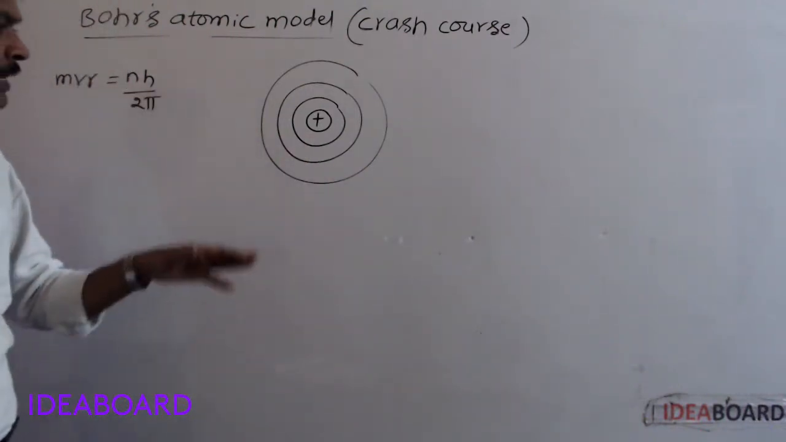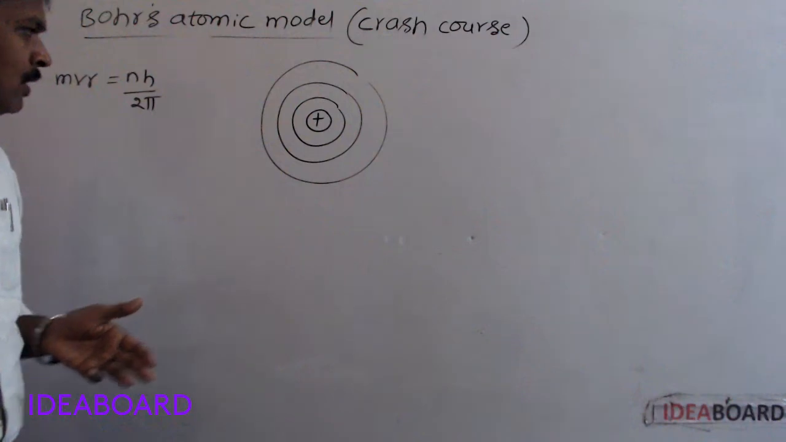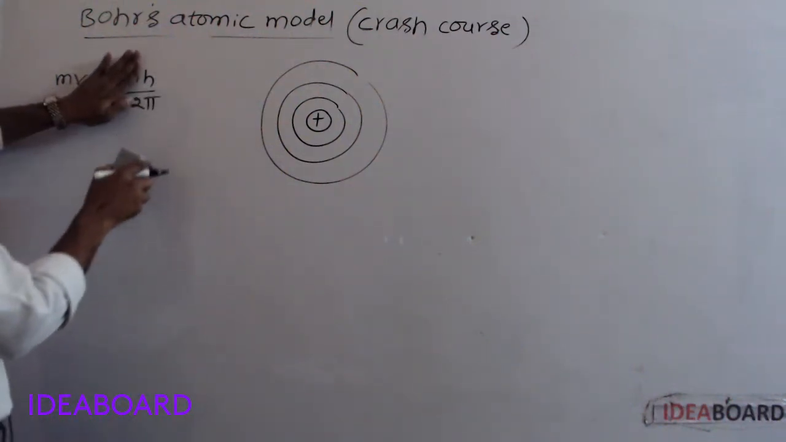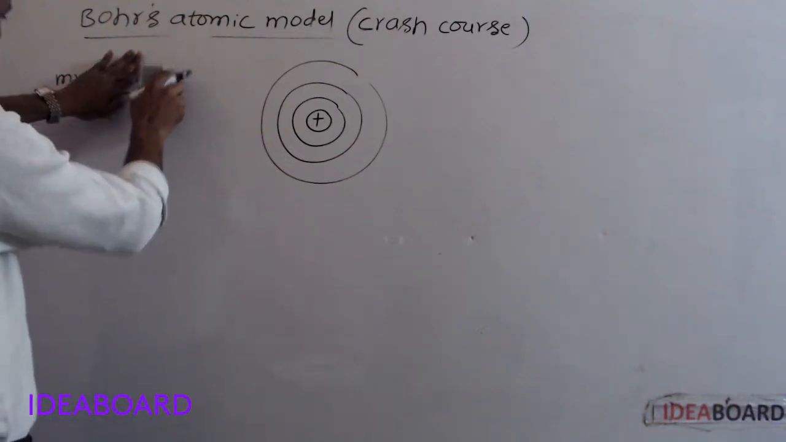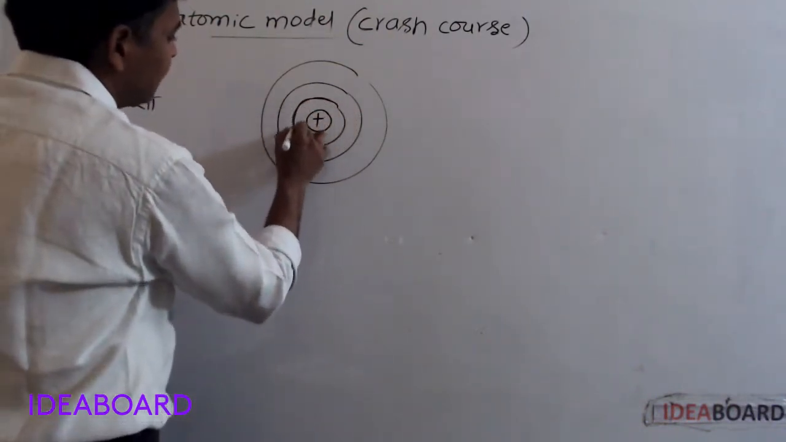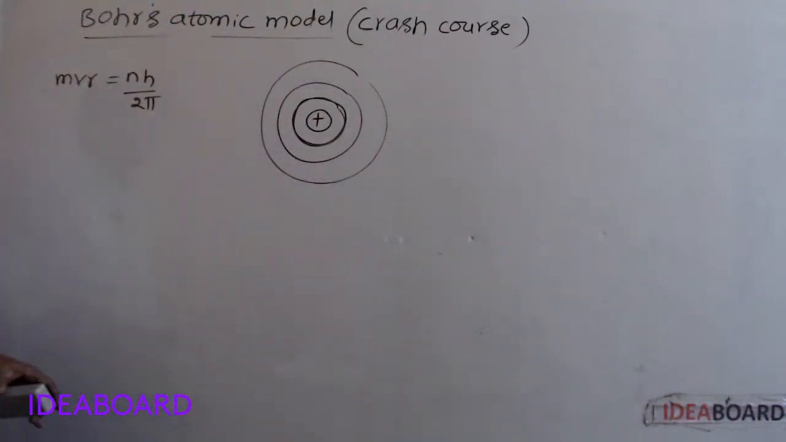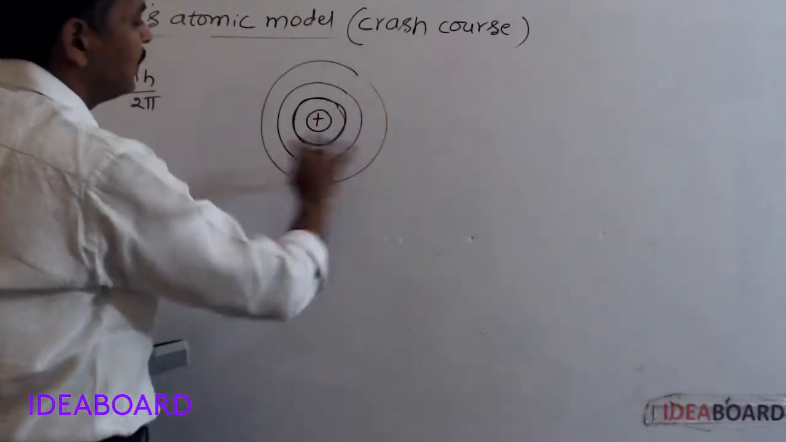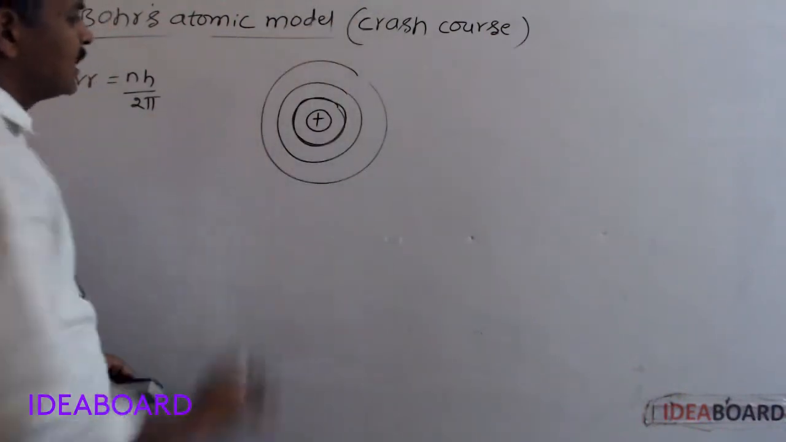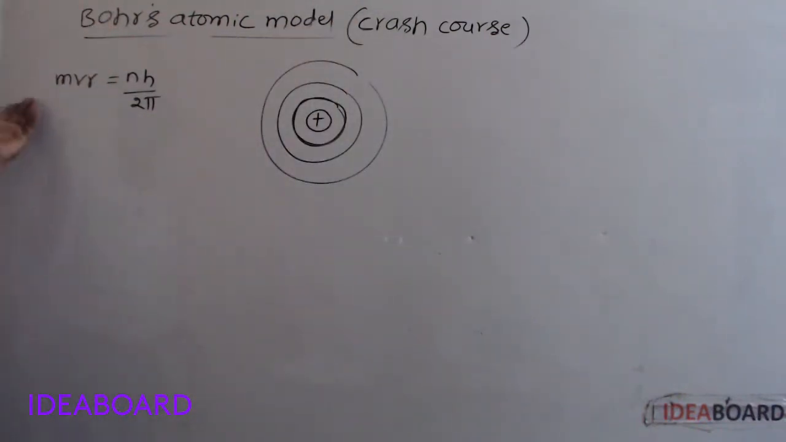Angular momentum of an electron is quantized means that the angular momentum value is a multiple of h by 2 pi. Electron revolving in the first orbit has 1 h by 2 pi. In the second orbit, 2 h by 2 pi, that is h by pi. In the third orbit, 3 h by 2 pi. In the nth orbit, nh by 2 pi.